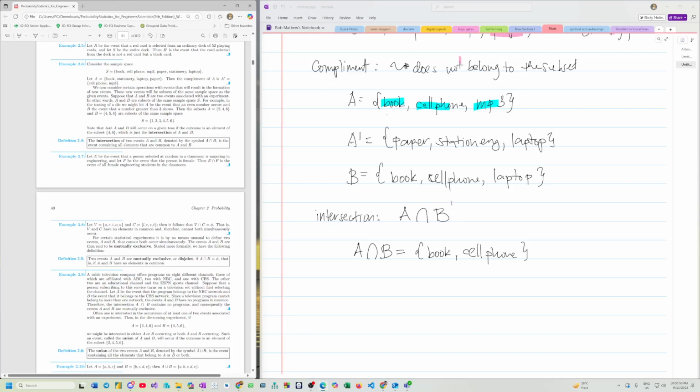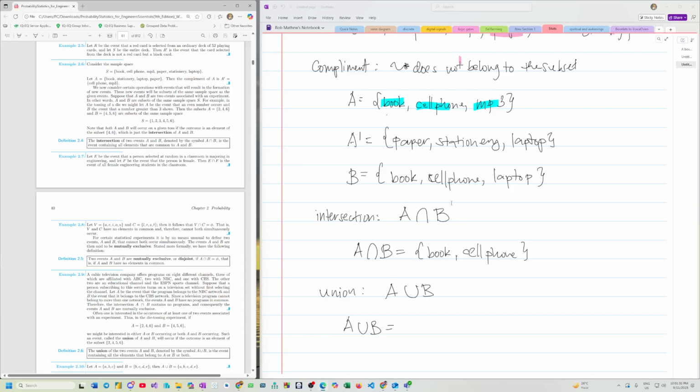All right. That is an example of intersection. Now, we also have what we call union, or A union B. It means that we're going to combine all of the elements or the outcomes in each of the sets. So we have book, cell phone, MP3, and laptop.